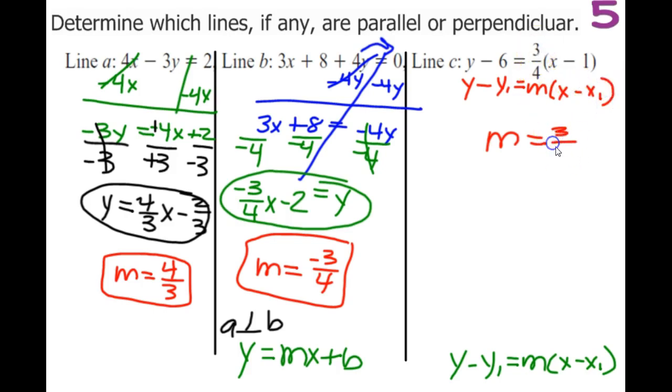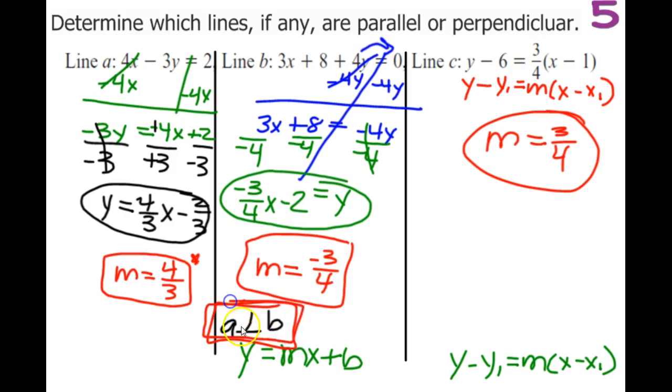Our slope is 3/4. So this one, 3 over 4, is not the opposite of line A. It is the opposite of line B, but they're the same. 3/4 and negative 3/4. Those are not perpendicular or parallel. So this is our only answer.